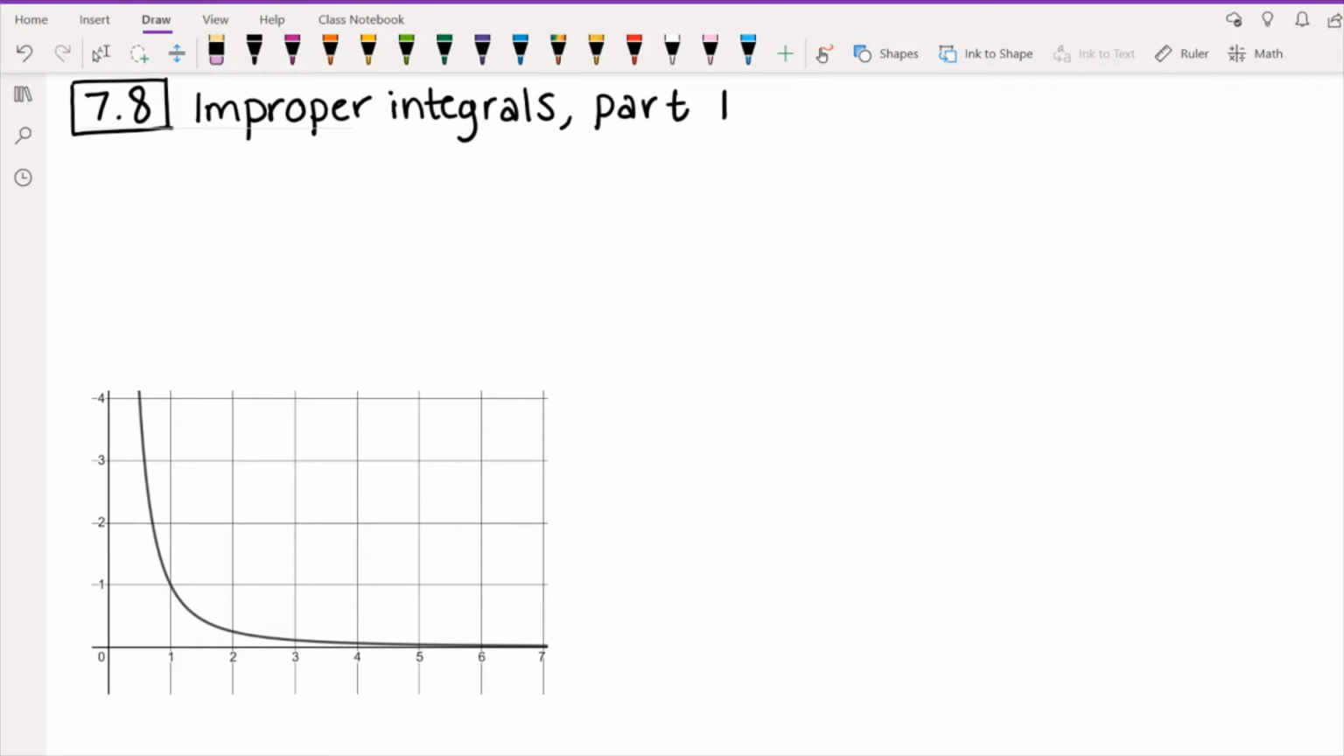Hi everyone. So in this video, we're going to learn about a new type of integral that's called an improper integral. So in order to get into that, I want to start by just kind of reminding you what is the kind of area interpretation of an integral.